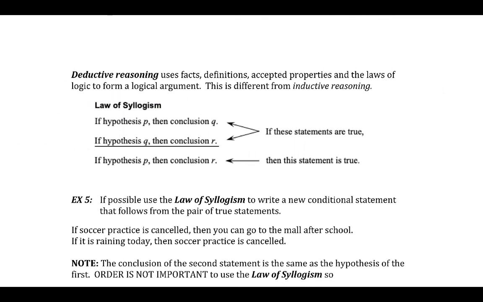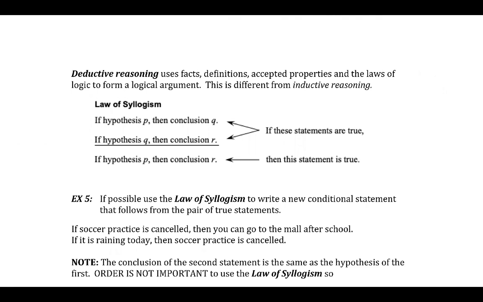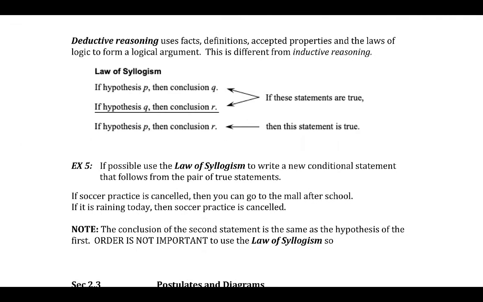Which states if hypothesis P, then conclusion Q. If hypothesis Q, then conclusion R. If these statements are true, then we can state that this one here will go with this one here. Notice how we're doing that. Since they're both true, we can say hypothesis P, then conclusion R. That's the important one here.